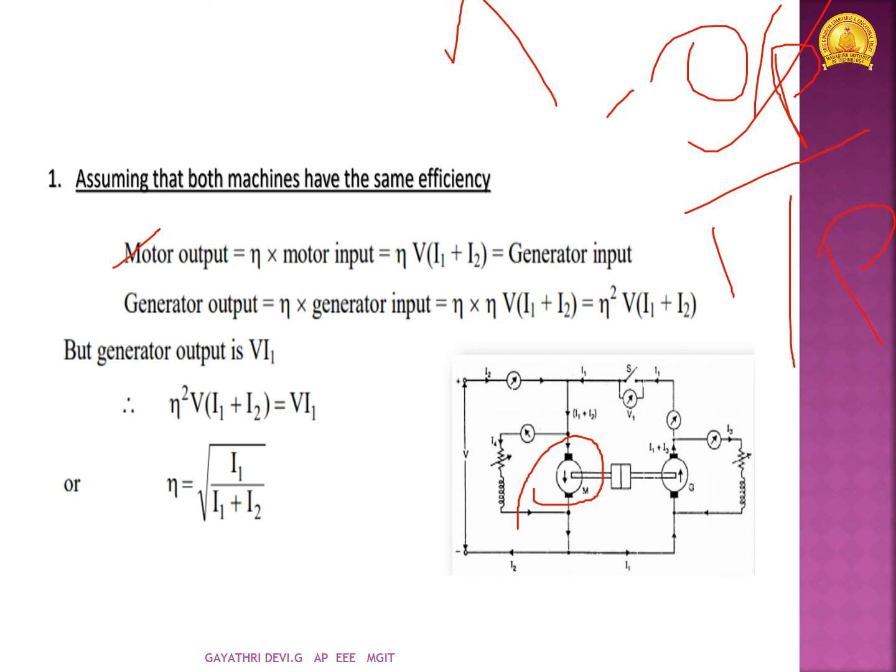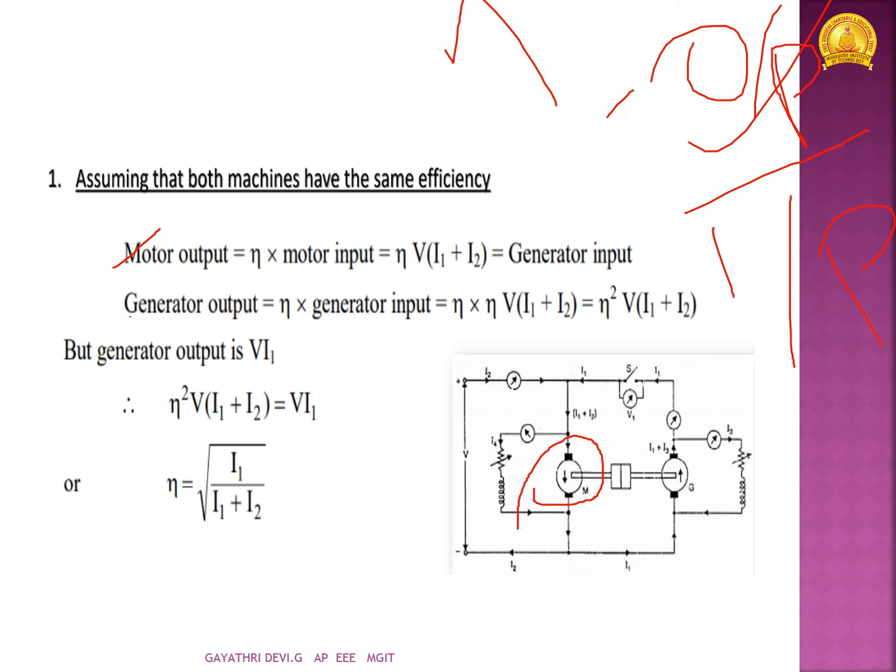Then we look into the motor portion. In this motor portion, the entering current is I1 plus I2. So the input current can be represented as I1 plus I2. Motor input is the product of voltage and current. V is the supply voltage we are applying. So the motor output is V into (I1 plus I2) into the efficiency eta. Motor output is directly equal to the generator input. As we said earlier, the motor output directly feeds the generator input by the process of regeneration. So the generator input is always the same as the motor output.